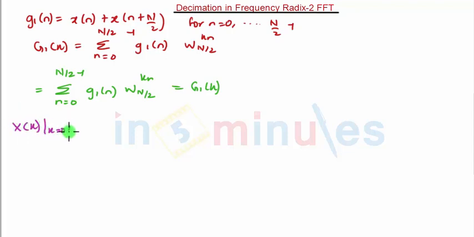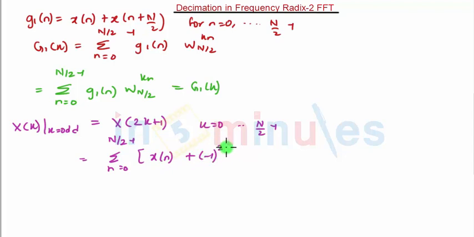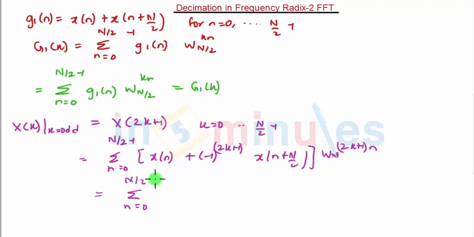That is X of k when k is odd, that is X of 2k plus 1, where k ranges from 0 to N by 2 minus 1. Now again substituting in that equation, it would give summation n equal to 0 to capital N by 2 minus 1 of x of n plus minus 1 raised to 2k plus 1 x of n plus capital N by 2, W_N raised to 2k plus 1 into n. Now we know that W_N raised to 2k plus 1 into n can be split into two terms, and minus 1 raised to 2k plus 1, that is an odd number, so it gives us a value of minus 1. So after substituting this, we get summation n equal to 0 to capital N by 2 minus 1 of x of n minus x of n plus capital N by 2, W_N raised to 2kn, W_N raised to small n.